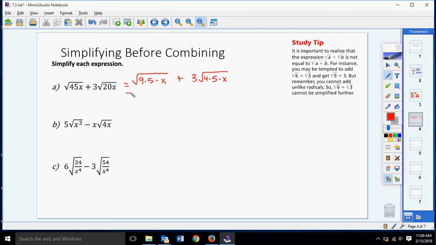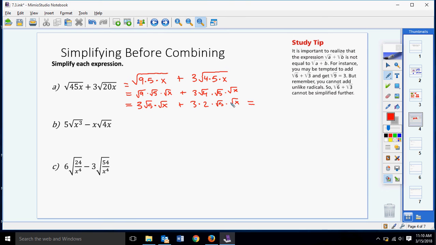So now I'm ready to simplify this, because I'm taking the square root of 9 times the square root of 5 times the square root of x, plus 3 times the square root of 4 times the square root of 5 times the square root of x. So the square root of 9 is just 3. The square root of 5 I cannot simplify, and the square root of x I cannot simplify. Over here, the square root of 4 is 2. Can't simplify the square root of 5, can't simplify the square root of x.